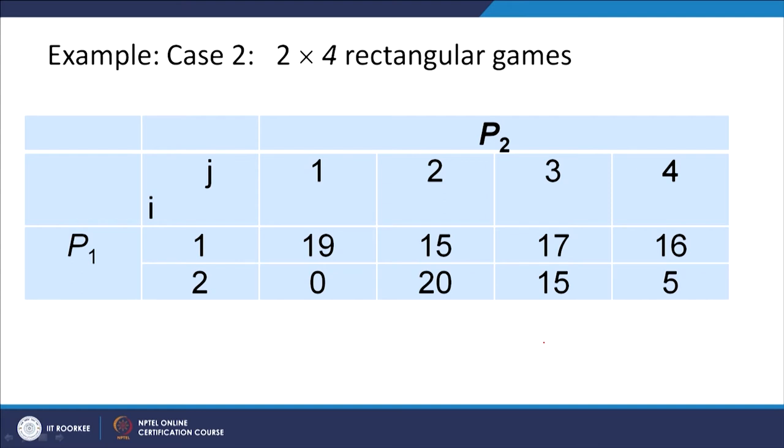This is an example of two players, let's say P1 and P2. P1 has two strategies, 1 and 2, and P2 has four strategies, 1, 2, 3, 4, and the payoff matrix is given by 19, 15, 17, 16, 0, 20, 15 and 5.